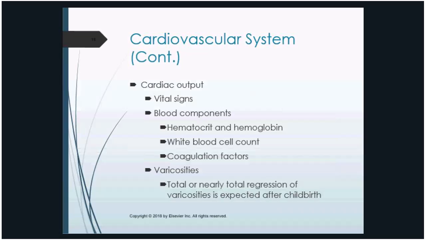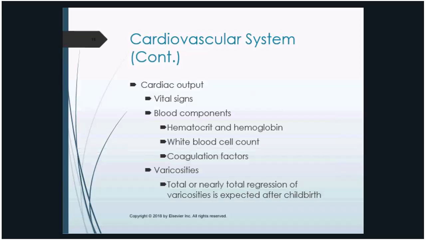Cardiac output: you want to be aware of their vital signs. Vital signs are usually taken every 4 hours on a patient that's had a C-section for the first 24 hours, and usually we do that for vaginal births as well. Sometimes we can switch that to 8 hours, depending on the hospital policy. Blood components: hematocrit and hemoglobin are checked the next day. White blood cell counts are checked, and if needed, the coagulation factors are checked.